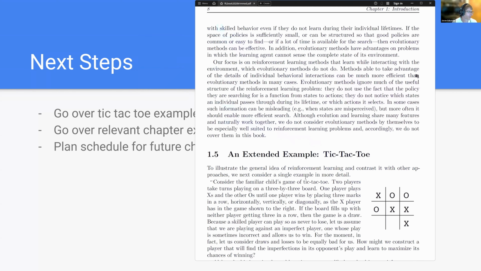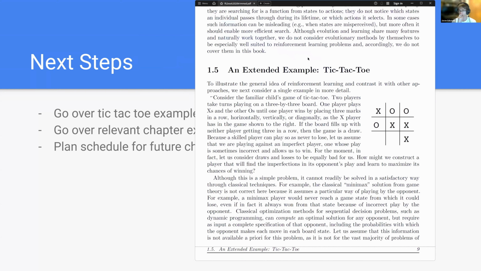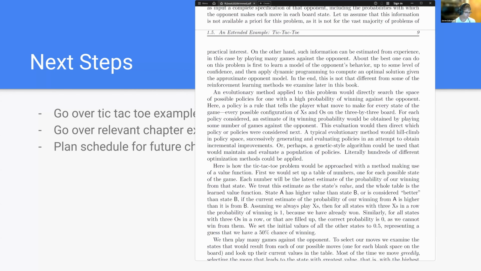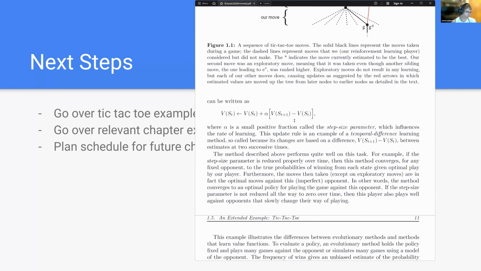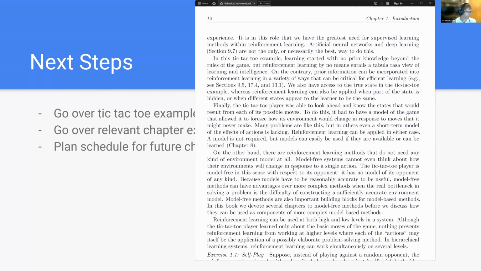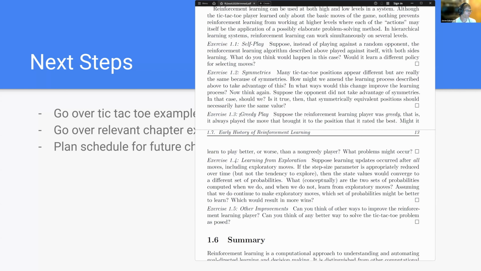So talked about this, and then section 1.5 talks about this tic-tac-toe example. And I think for the next meeting, if people are interested in reading through this section, it then forms the basis of these exercises. So there are 5 of them. They're all qualitative exercises. You don't have to actually really do any math. They are just ways to help you think about the problem, and then you can see how your intuition compares to what you would actually do to solve this problem.